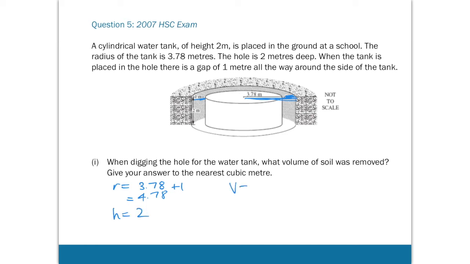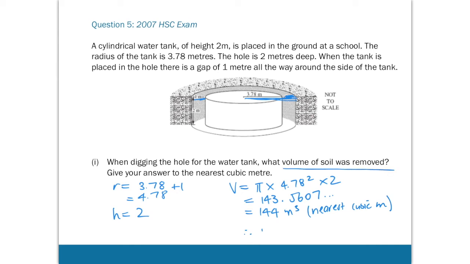So therefore, sub this into our formula, volume equals pi times 4.78 squared times 2. This gives us 143.5607..., and 144 rounded up. It's 144 metres cubed, and that's to the nearest cubic metre. Okay, so therefore the volume of soil that was removed was 144 metres cubed.